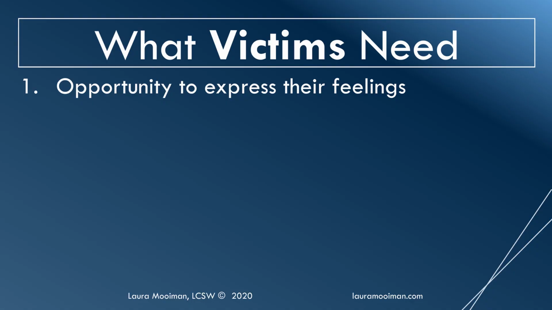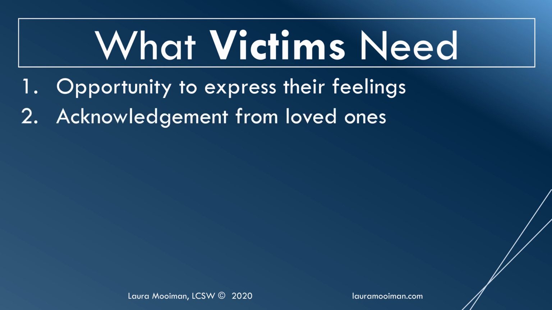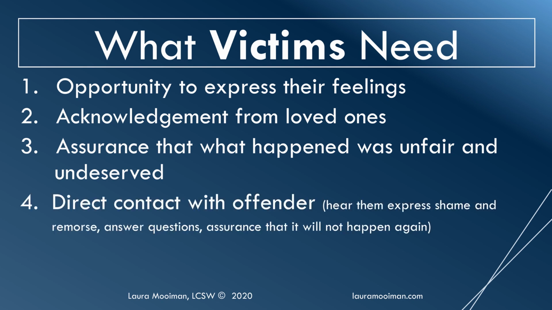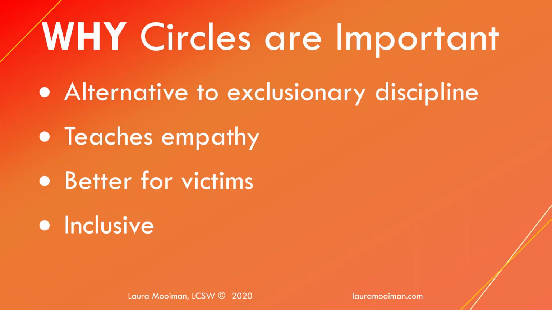In the study of victimology, victims of most crimes say that they need an opportunity to express their feelings, acknowledgement from loved ones about what happened, assurance that what happened was unfair and undeserved. They need direct contact with the offender to hear the offender express shame and remorse, answer questions about the offense, an assurance that it's not going to happen again, and give them a sense of safety. When we use traditional approaches to discipline, we forget the person harmed, and it's a missed opportunity of healing for them.